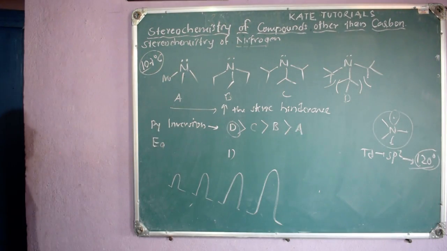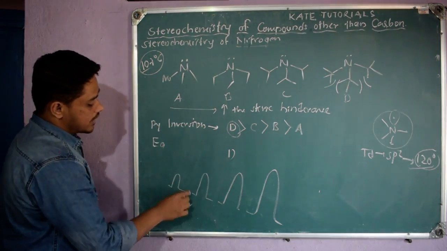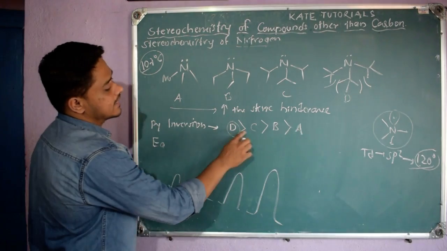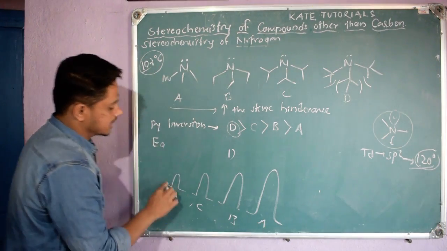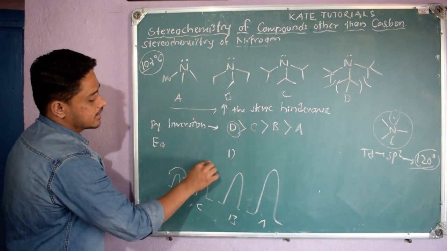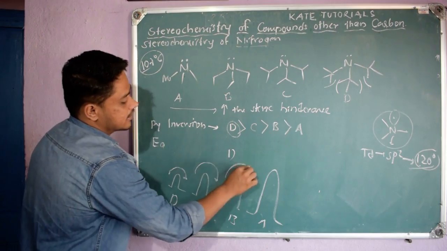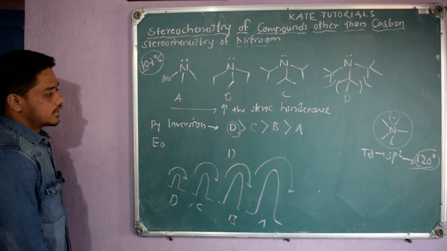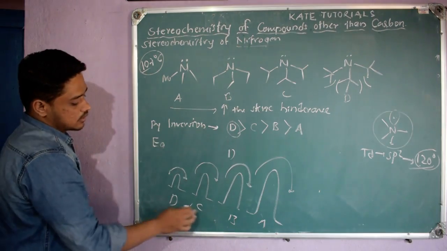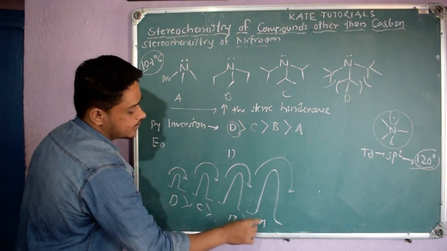So this is the thing. Inversion is very much more for D. See, D, C, B, A, D, C, B, A. So inversion is more here, easily; here a little less, here a little more less, and it is least. So this is the rate of inversion. D is more than C, more than B and A.